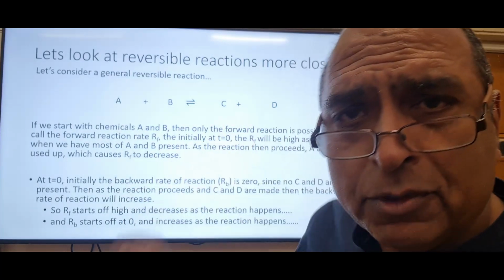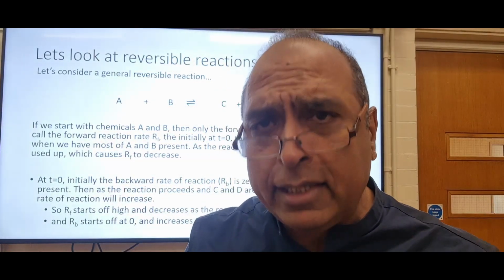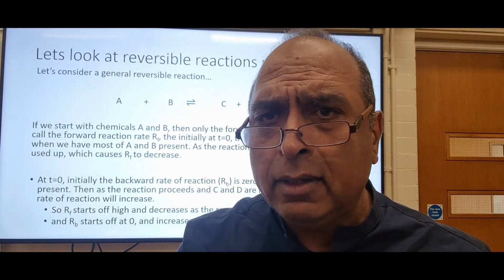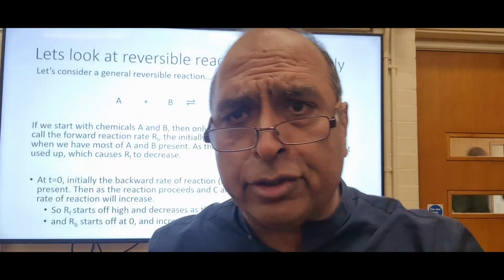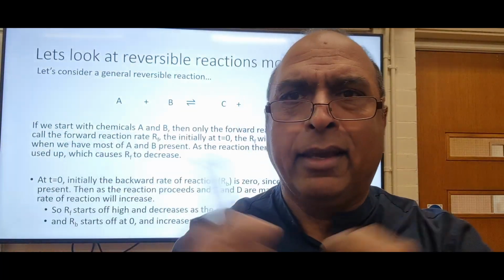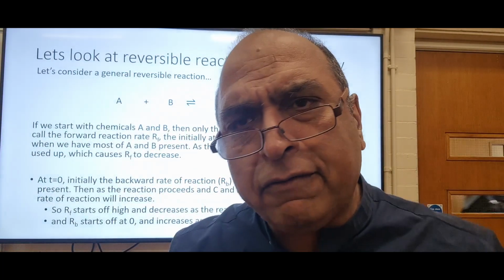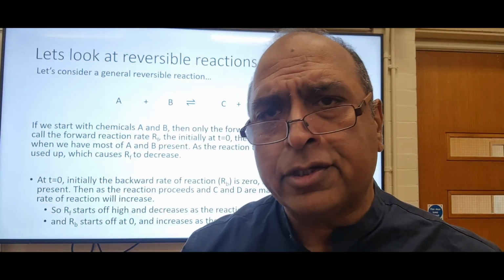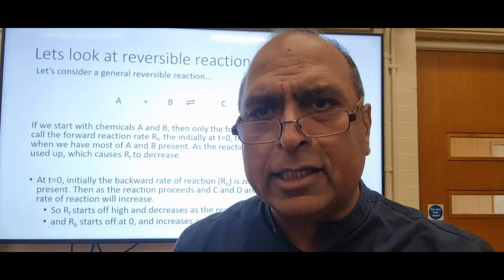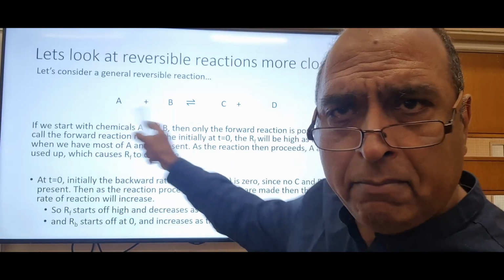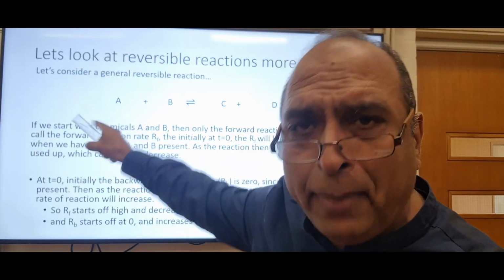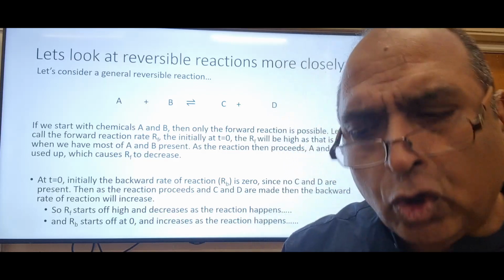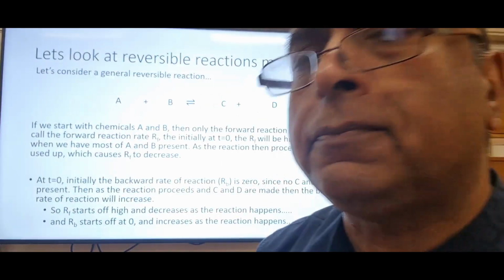Now, when some C and D is made, then, and only then, can C and D particles start colliding with each other. And if you have successful, productive collisions, then C and D, when they collide together, may make for you A and B back again. And that's what we mean. Now let's talk about rates of reaction.